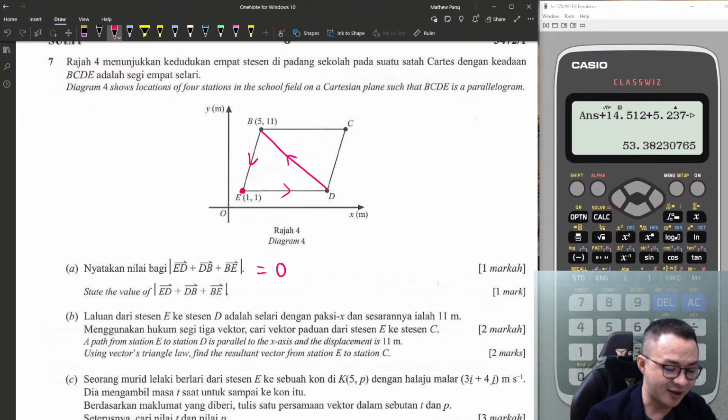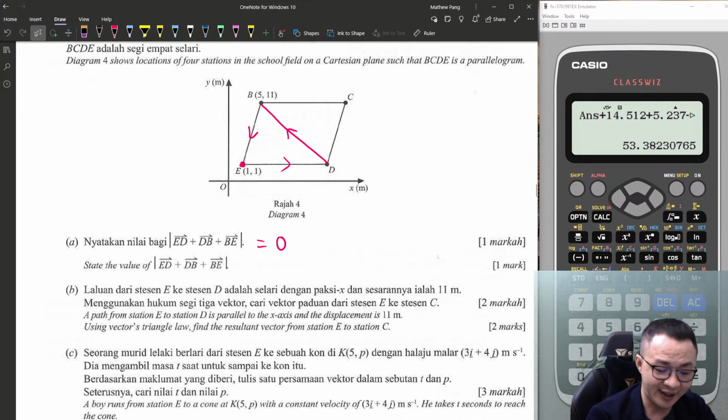So in this case, it's just 0. It basically tests how much you understand about vectors. I really enjoy it, teacher. Okay, good, you enjoy this kind of question.